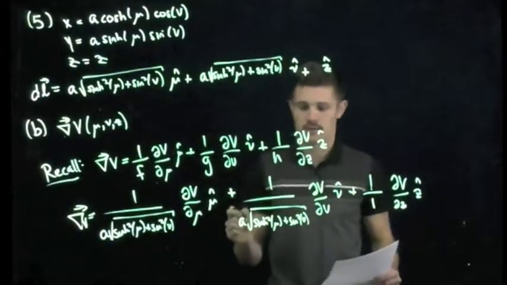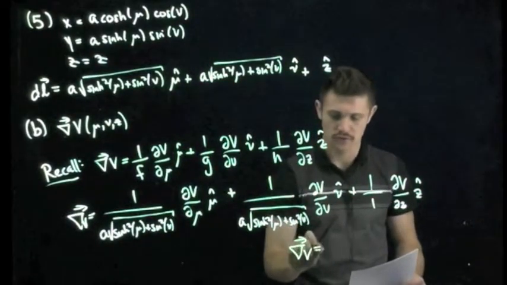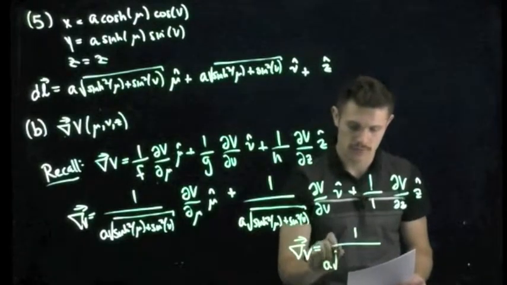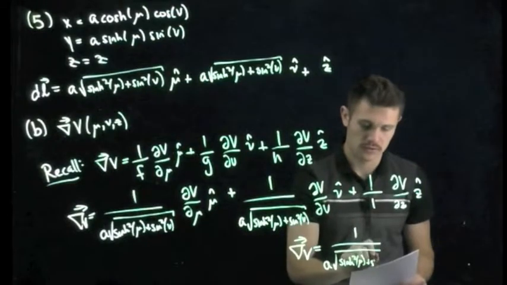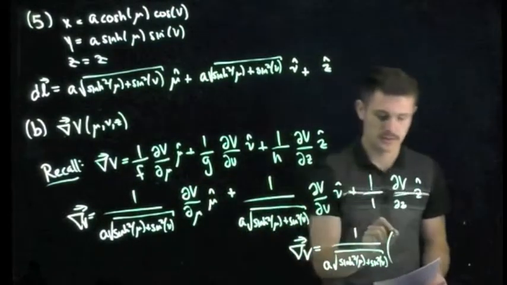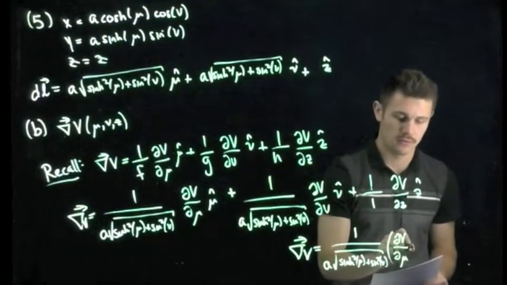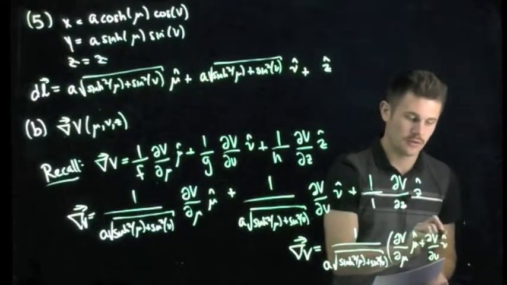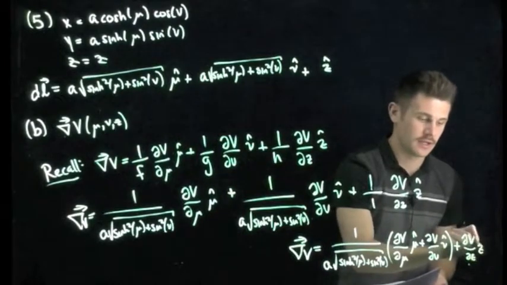So our final answer, I'll write it down here, is just the gradient of some general field v in this coordinate system is 1 over a times the square root of sinh squared μ plus sin squared ν. I can bring these derivatives together and factor it out. So dv by dμ, μ hat, plus dv by dν, ν hat, plus dv by dz, z hat.